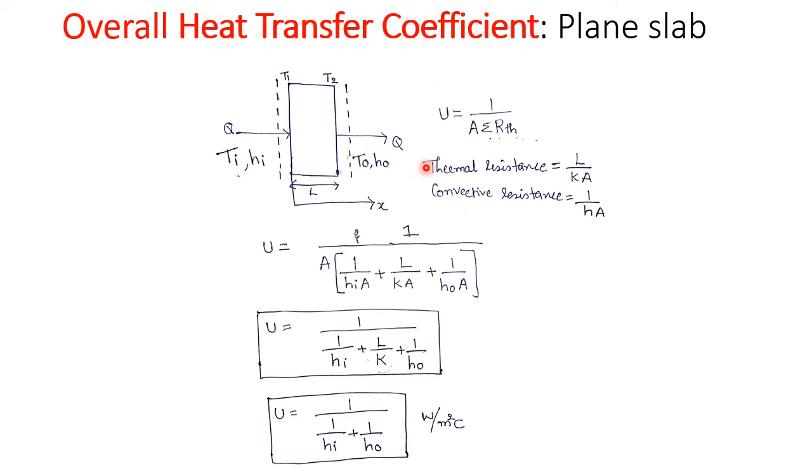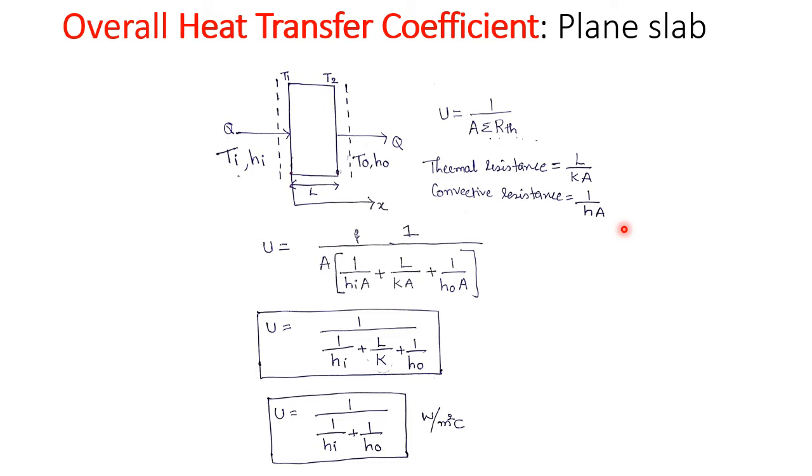Now let us remember the thermal resistance for the plain slab. Thermal conduction resistance for the plain slab is given by the formula L divided by K into A, which was already discussed in module 1. Based on Ohm's law, the thermal conduction resistance of the slab is L divided by K into A, whereas convective thermal resistance is given by the formula 1 divided by H into A.